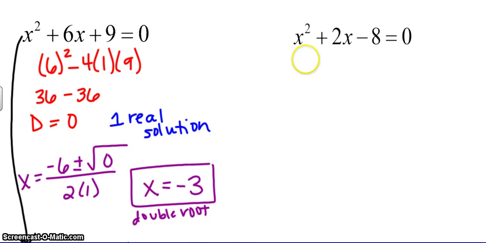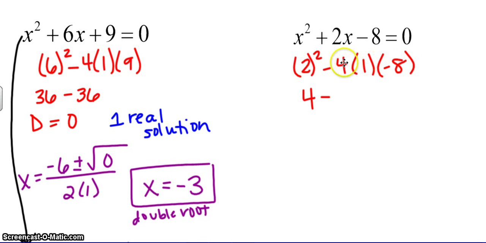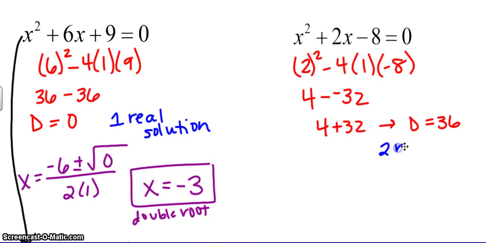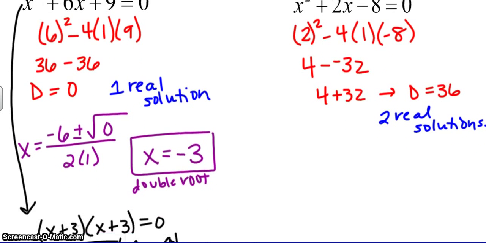Alright, so b squared minus 4ac. Please make sure you're careful with order of operations when you're working with the discriminant. I'm always doing the exponents first, then I'm doing the multiplication. So 4 times 1 is 4, times negative 8 is negative 32, which means it's going to be 4 plus 32. Our discriminant is equal to 36. If our discriminant is positive, that means we have two real solutions. The fact that it's a perfect square means that they are going to be rational solutions. We won't have a messy square root at the end.